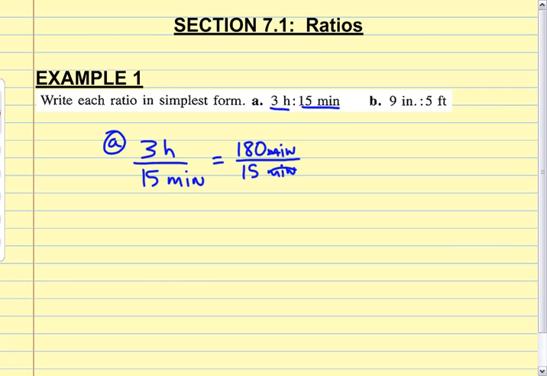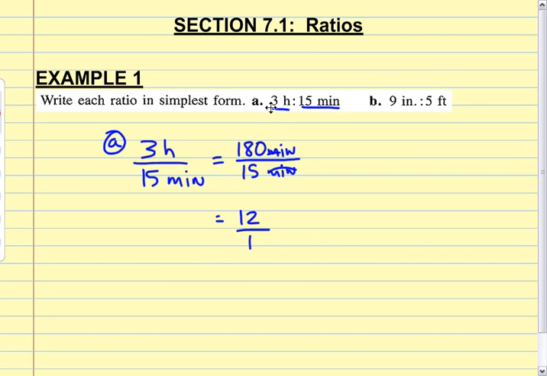I don't keep it. It's a ratio. They're the same unit. I know that. Okay? But I need to reduce this. What goes into both of them? I think 15 does. 15 goes into 180 12 times. I got you, James. Thank you. And then 15 over 15 is 1. So the ratio is just 12 to 1.